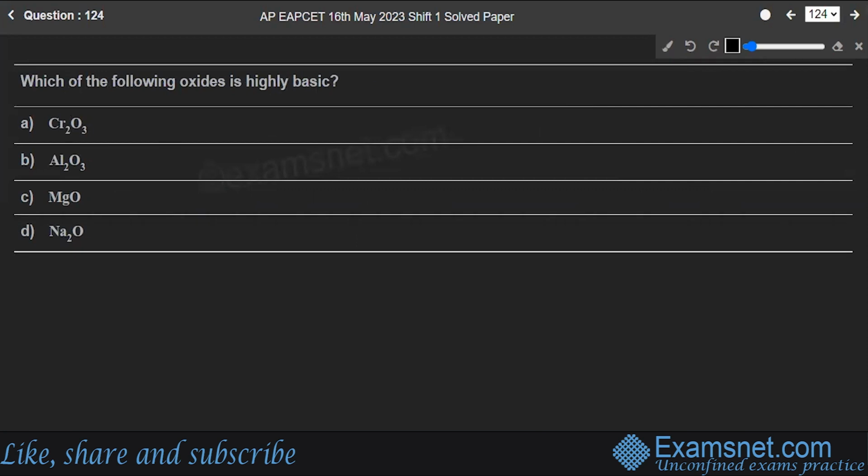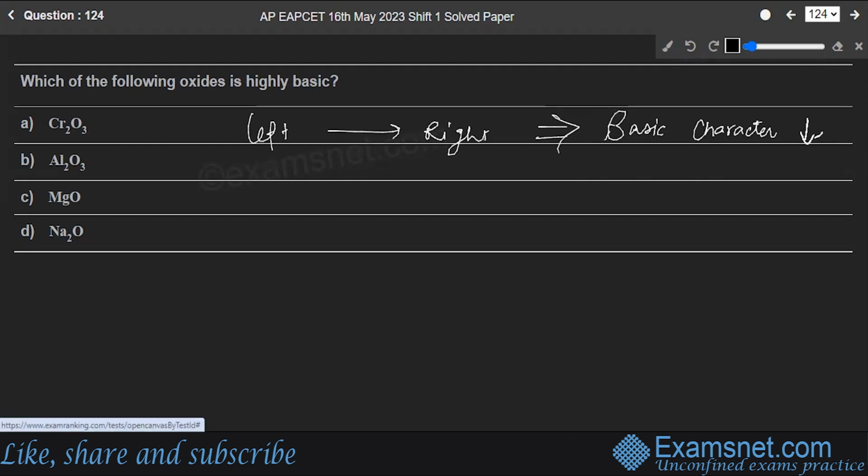Which of the following oxides is highly basic? So you have these oxides. On moving from left to right in a period, the basic character decreases.